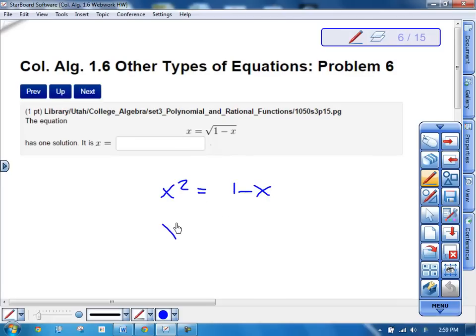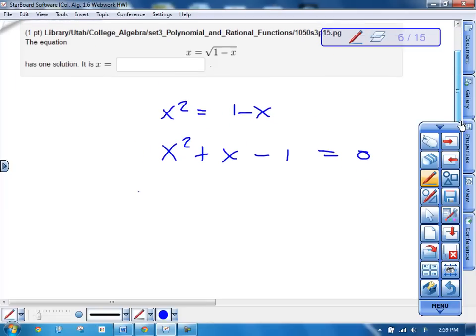And then if we add x to both sides and subtract 1 from both sides, we get this. We can try to factor this. Are there two things that multiply to be -1 and to be +1? No, there's not. So it doesn't factor. Let me try using the quadratic formula then.